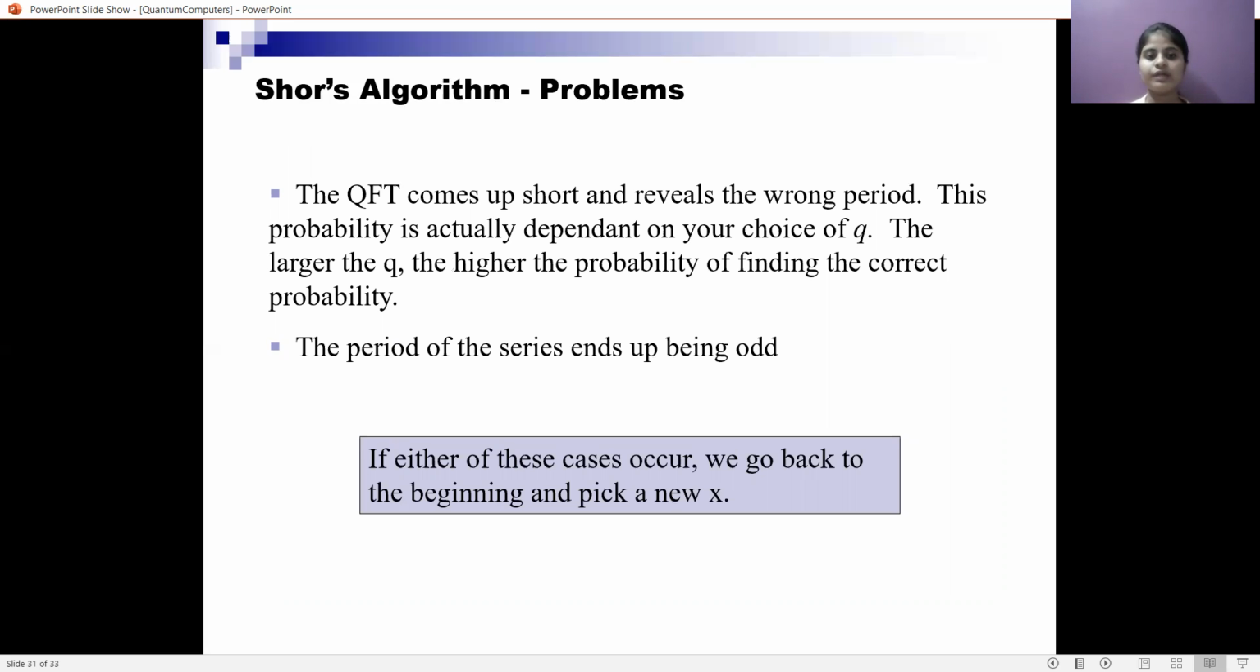Problems. The QFT comes up short and reveals the wrong period. This probability is actually dependent on your choice of q. The larger the q, the higher the probability of finding the correct period. Or the period of the series ends up being odd. If either of these cases occurs, we have to go back to the beginning and pick a new x value.